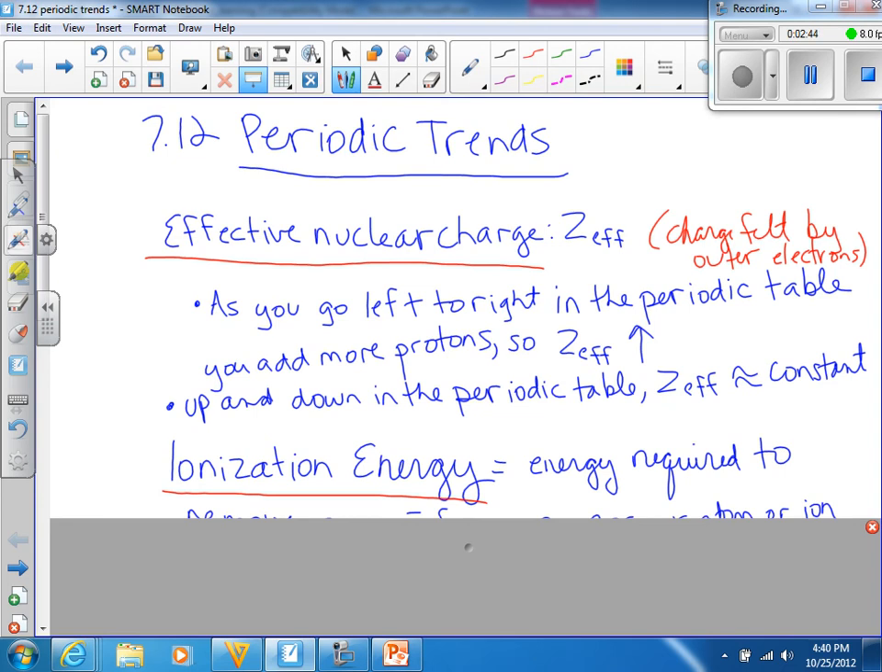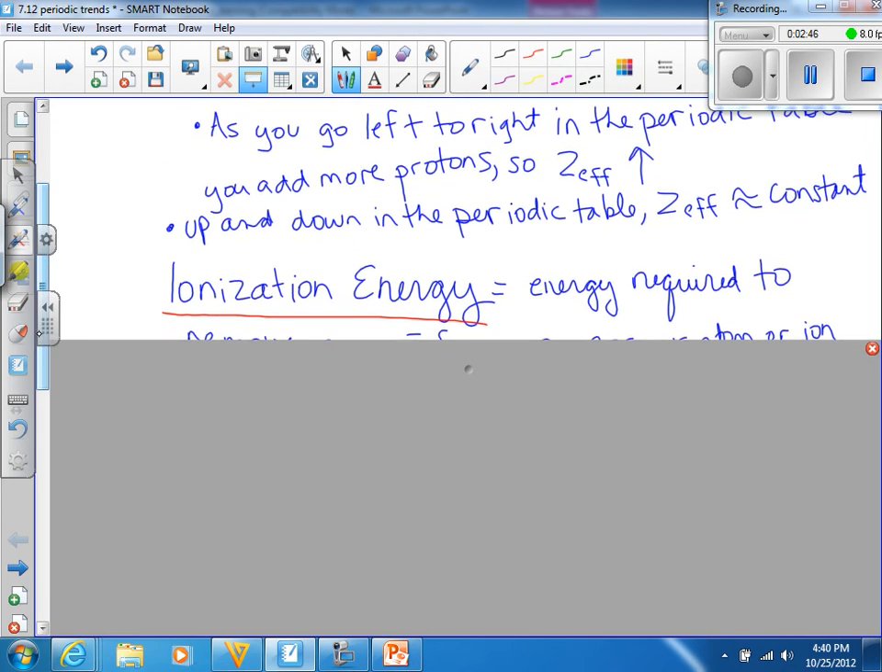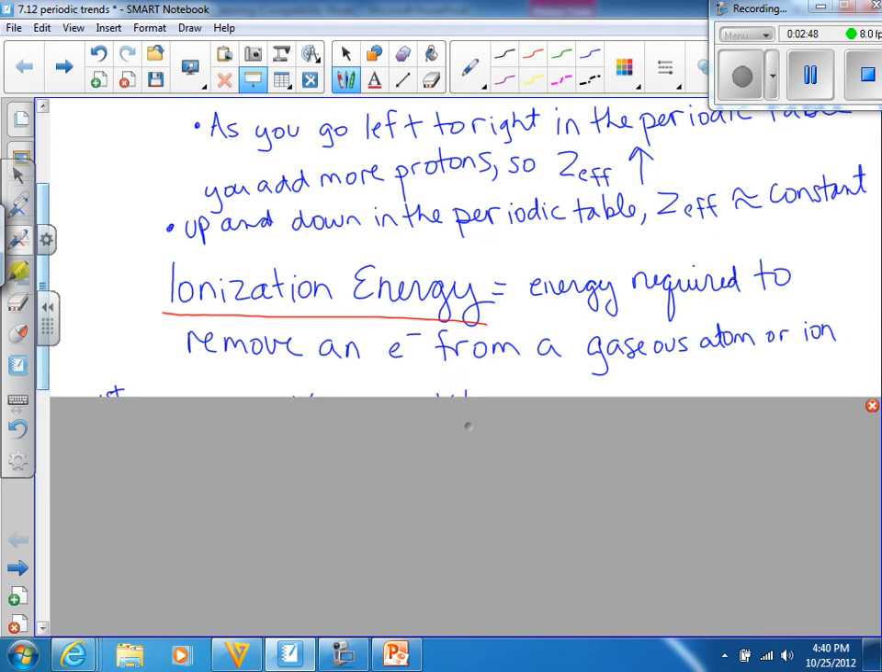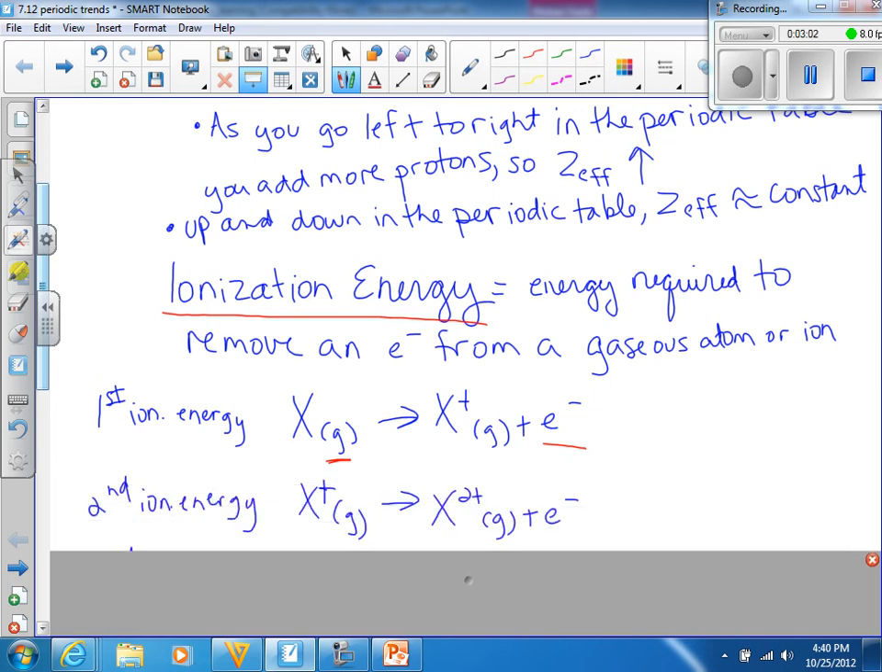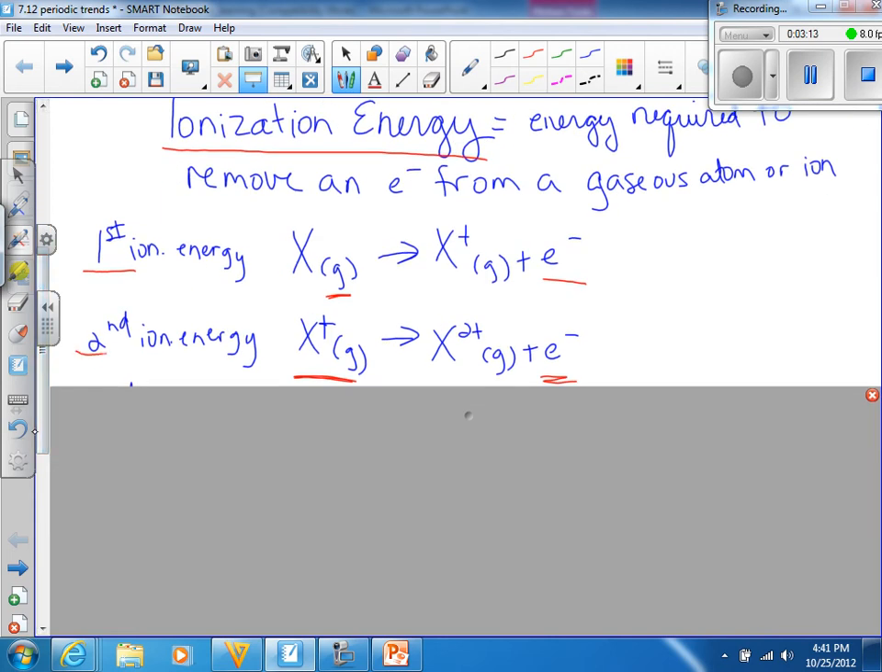Okay, next thing we're going to talk about is ionization energy. This is the energy required to remove an electron from a gaseous atom or ion. And here is our reaction equation for the first ionization energy. We're taking off 1 electron from a gaseous atom. The second ionization energy would be taking off 1 electron from an atom with a +1 charge, because we've already taken off 1 electron, which would be our first ionization energy. So now we're on our second.